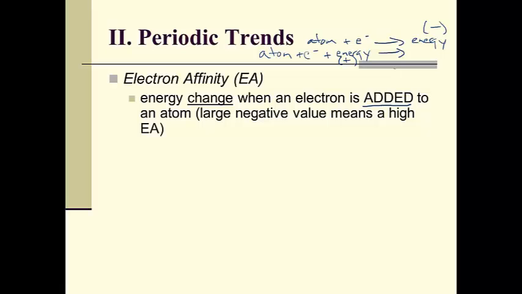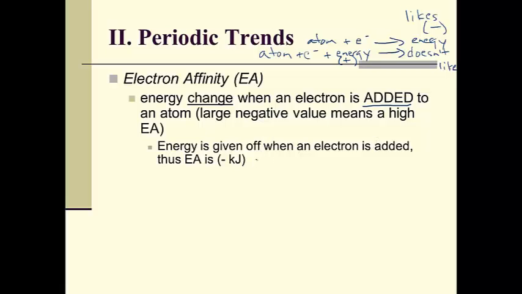Okay, if it gives off energy, it likes the electron. If it requires the energy, it doesn't like it. When energy is given off, you will see a negative value for it listed in the table. Okay, the general trend. If it likes it, that means it has a high electron affinity. So which atoms like to get an electron? Large ones or small ones?